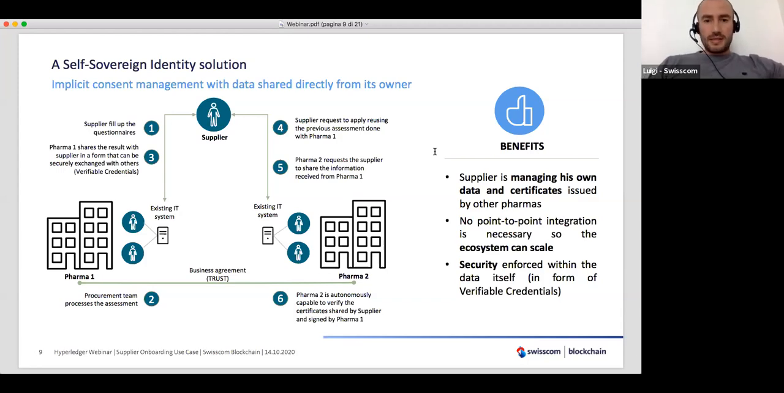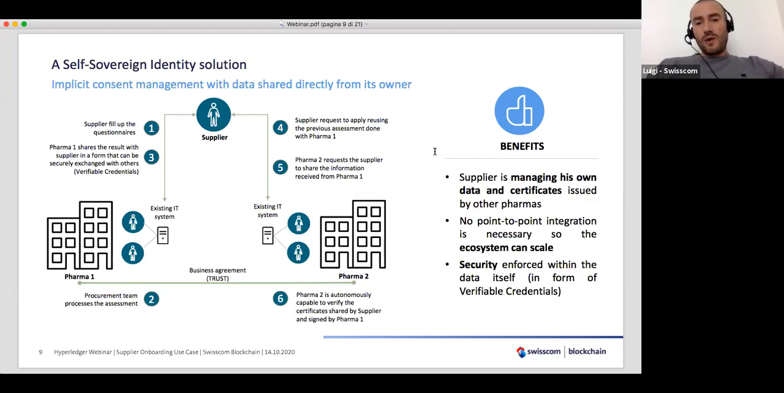So now let's see what is going to happen whenever the supplier would like to start working with Pharma 2. At this point, step number four, the supplier requests to apply with a previous assessment. Step number five, Pharma 2, receiving this request, will send the supplier a precise request asking to access the information that the supplier is storing in his own IT software solution. And then the supplier, of course, needs to give consent to allow the pharma to access this data.